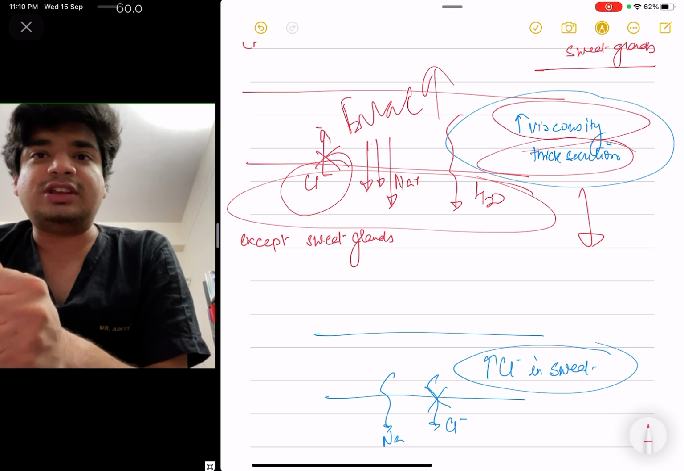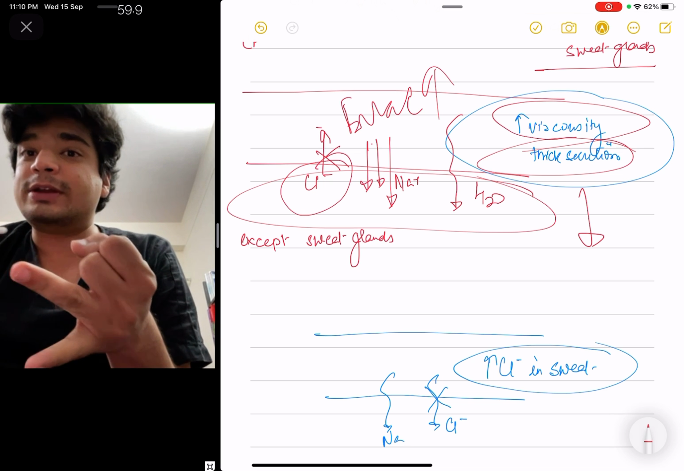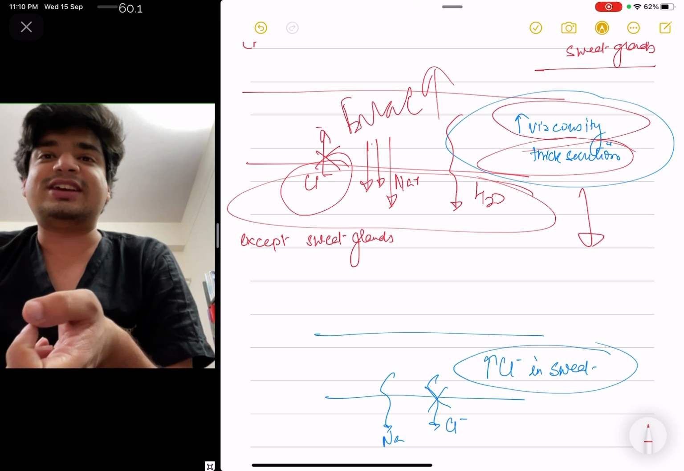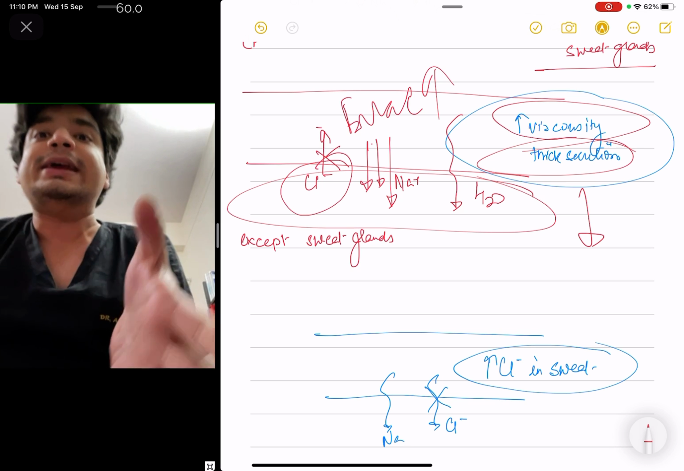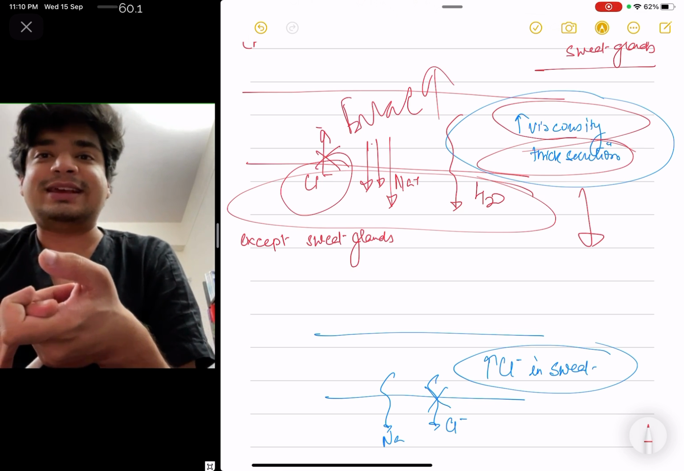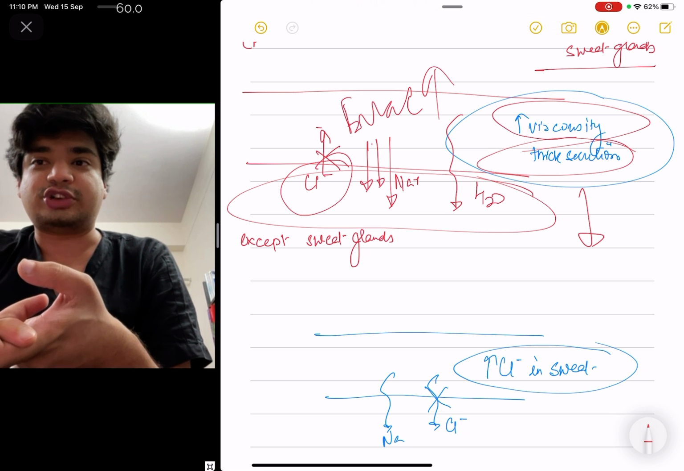Because of these thick secretions, you will have bronchiectasis and repeated infection. Because of these thick secretions, you will have pancreatic enzyme insufficiency, because the pancreatic enzymes are not able to come out properly. Because of these thick secretions, you will have intestinal obstruction.